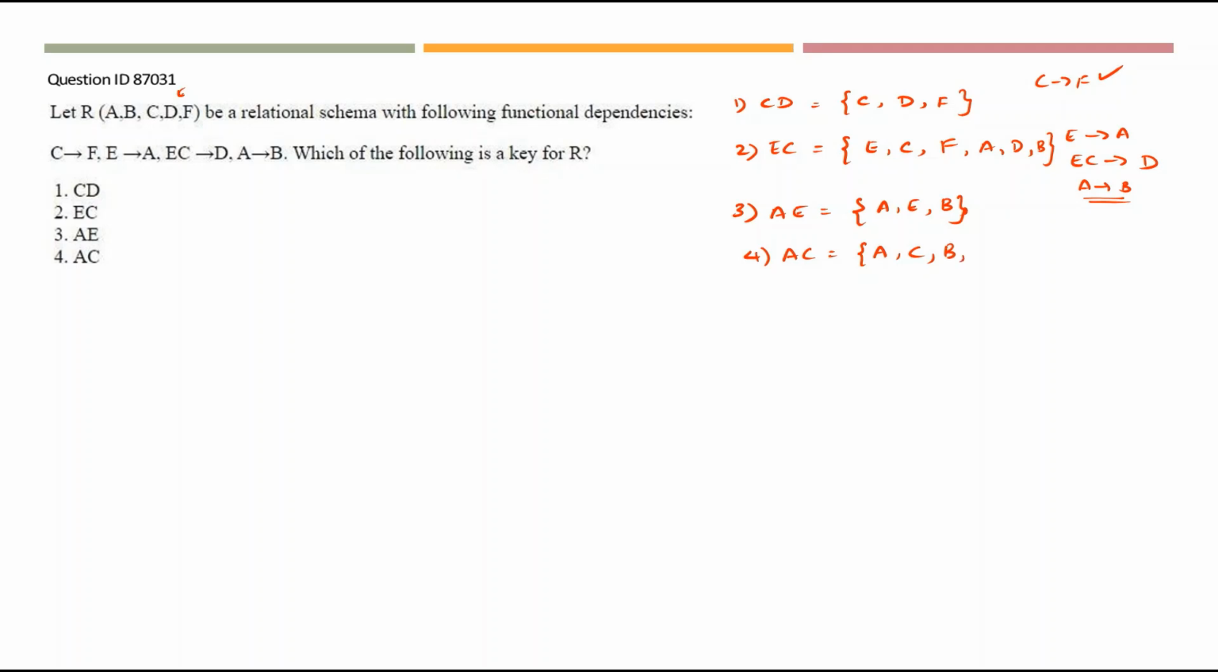From C I can find F. So the only key that will be able to give all the attributes will be EC. Option number 2 will be the right answer.